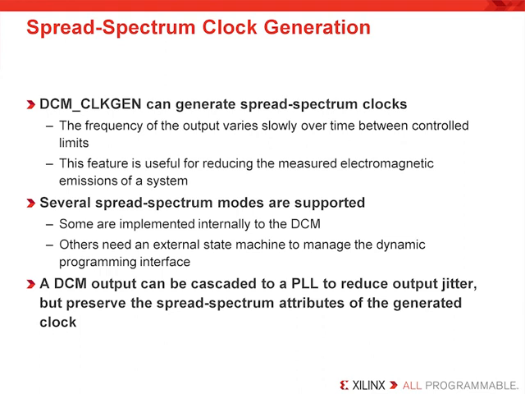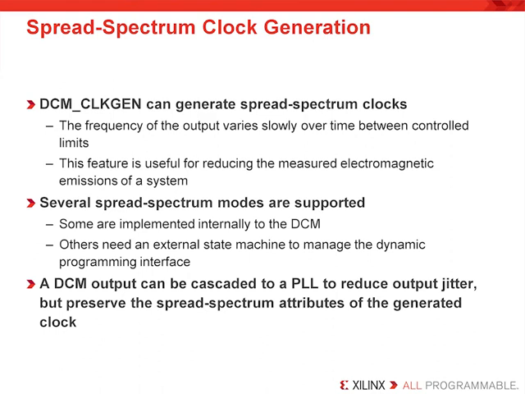Now there's also a spread spectrum functionality built into the DCM. This is with the DCM clock gen primitive. The frequency of the output will vary slowly over time between controlled limits, so this feature is useful for reducing the measured electromagnetic emissions of a system. There are several spread spectrum modes that are supported. Some are implemented internally to the DCM. Others will need an external state machine to manage the dynamic programming interface, so check the user guide.